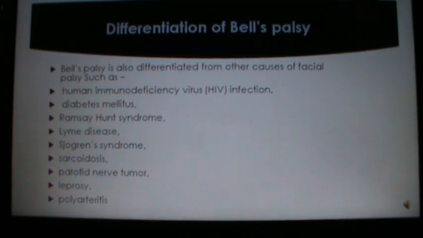Differentiation of Bell's palsy. We should differentiate Bell's palsy from other causes of facial palsies such as human immunodeficiency virus, that is HIV infection, diabetes mellitus, Ramsay Hunt syndrome, Lyme disease, Sjogren syndrome, sarcoidosis, parotid nerve tumor, leprosy, polyarthritis. So we have to differentiate from the other causes of facial palsy so that we can diagnose that this is a case of Bell's palsy.